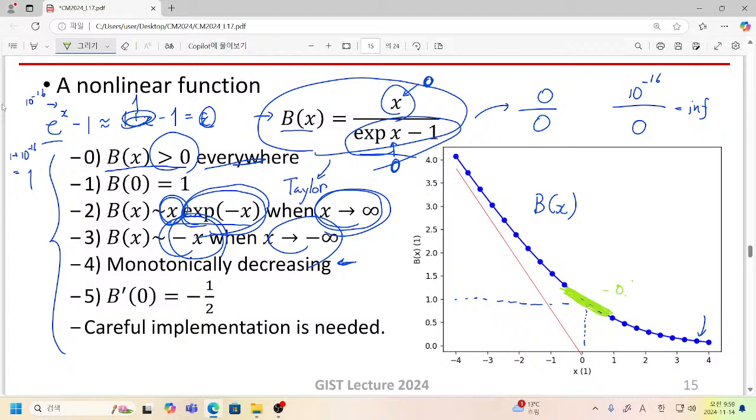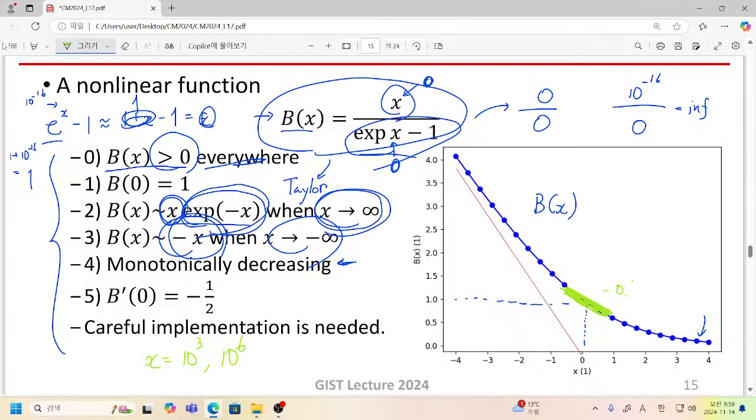So, the final remark is that careful implementation is needed. Careful implementation is related with x close to 0. Of course, there is another case. Since this is related with the exponential function, for example, let's say that x equals 10 to the 3 or 10 to the 6, then what will happen?